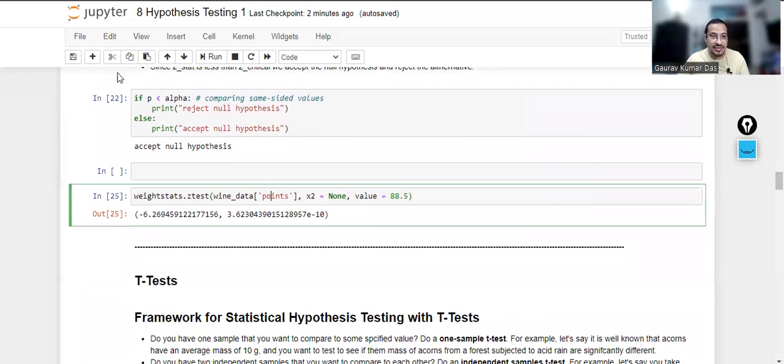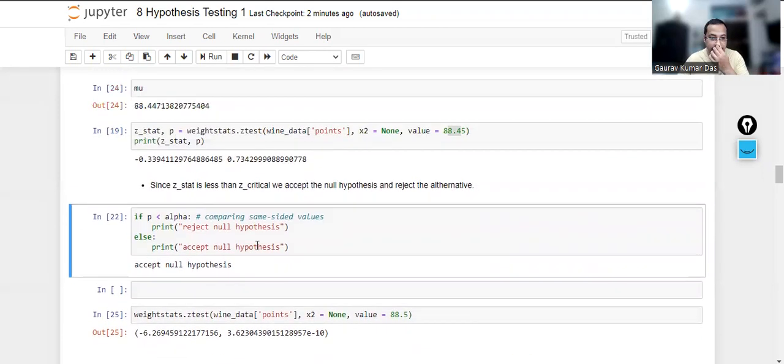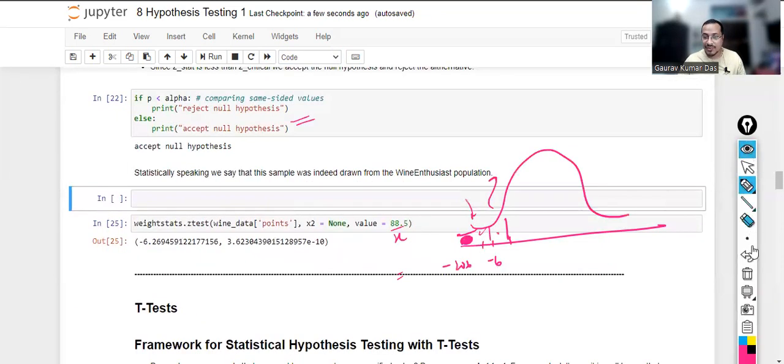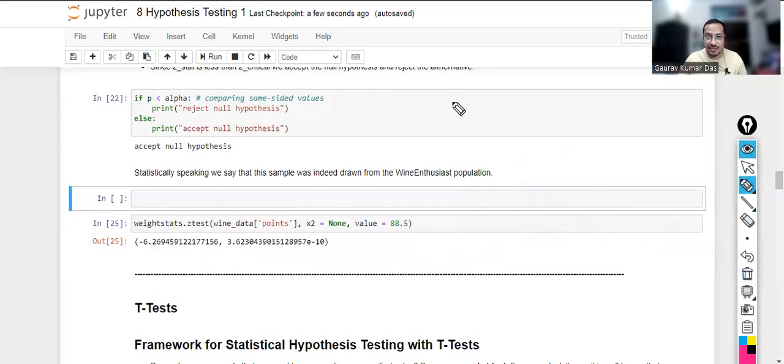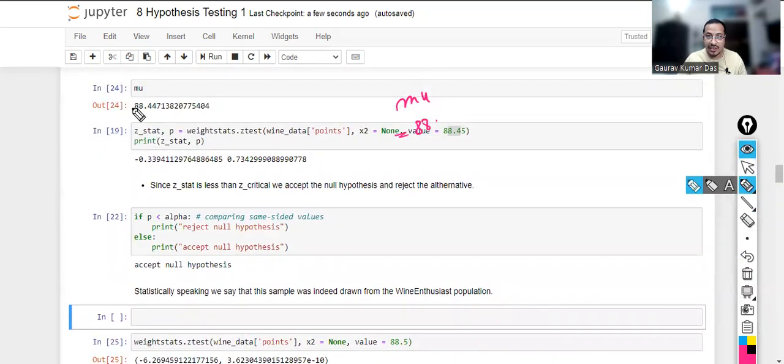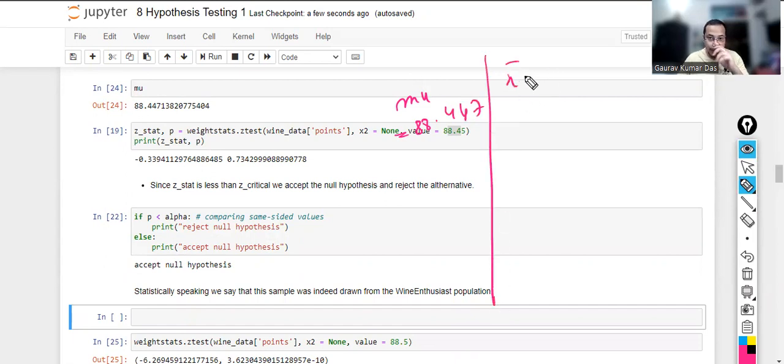Okay, so even in this case, the null hypothesis will be rejected, right? Here it will be accepted. So we can statistically say that the sample was drawn from the same population. So to sum up, if I can explain in a few simple words, my mu is 88.447, right? And my X bar, which I had tested before, was 90.2. Then X bar, let's say 88.5. Then X bar, say 88.45.